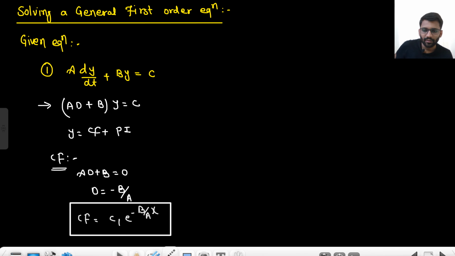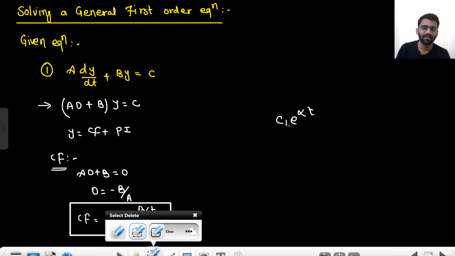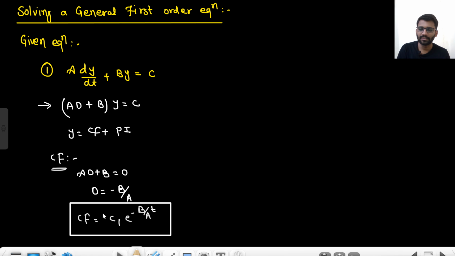Oh, t. Now we are doing with respect to t, so here I will put t. Are you getting this point? Well and good. The solution of the equation is C1 e to the power alpha t, where the value of alpha is minus b by a. So yeah, this is your CF.